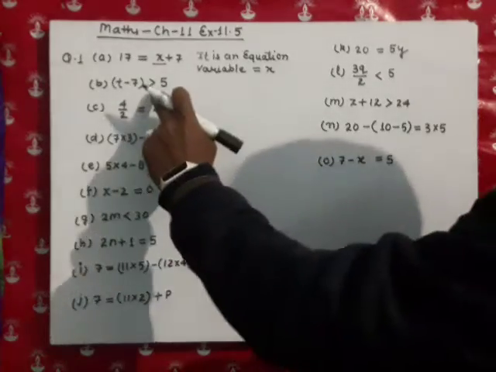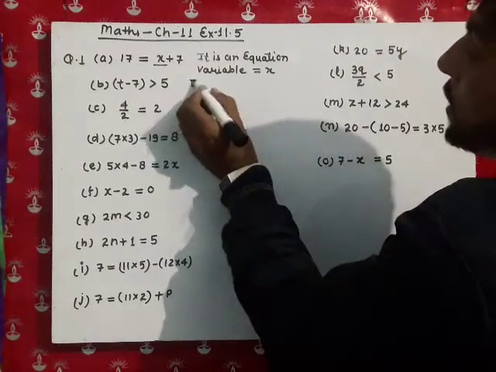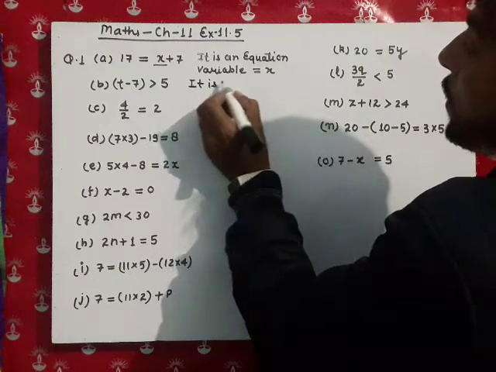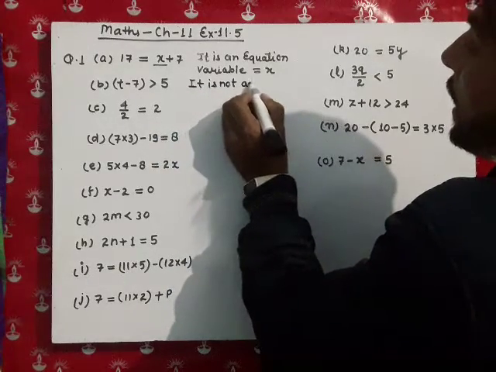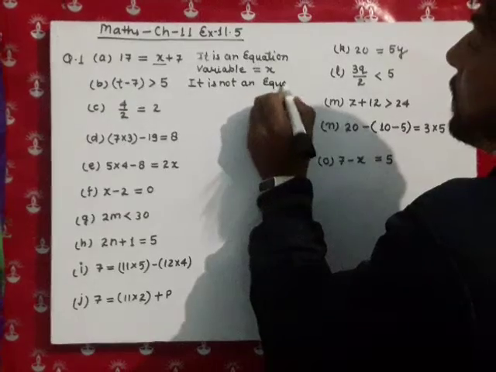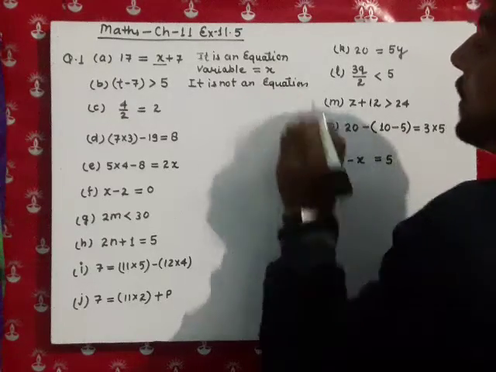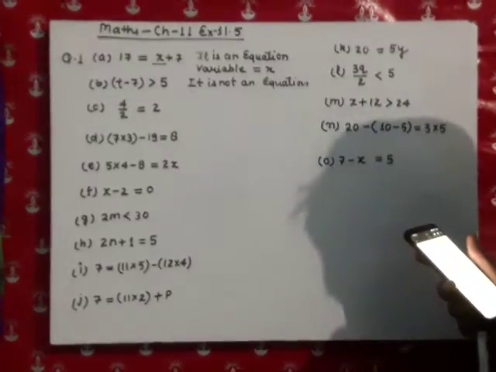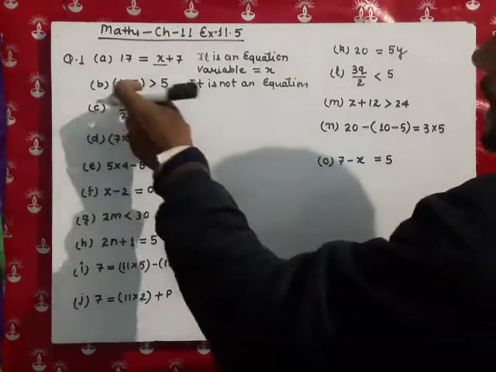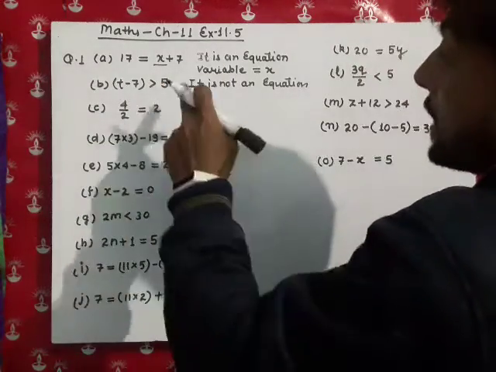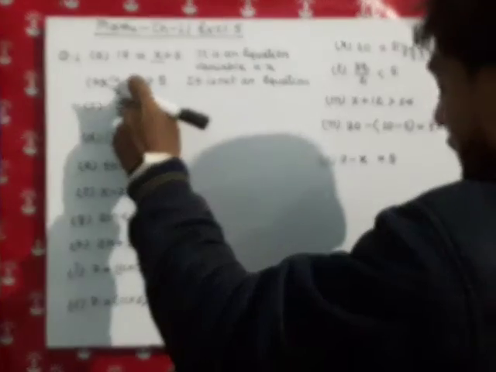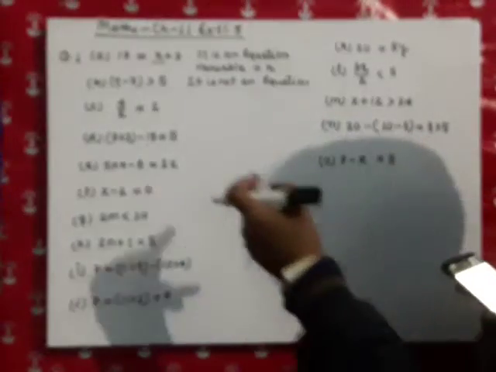Next, here no equal sign is given, so it is not an equation. Now going to the C part, because here LHS and RHS are not equal. It is saying that this part is greater. Now we are going to the next.